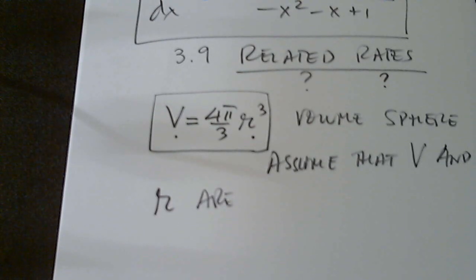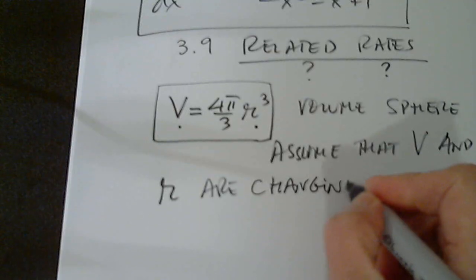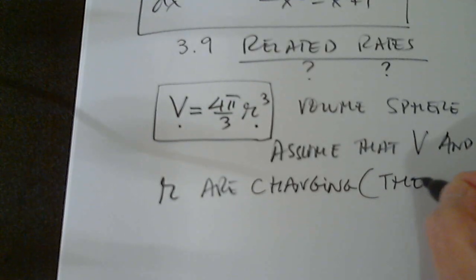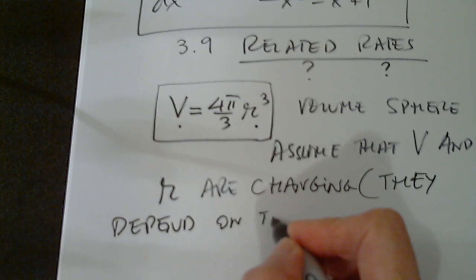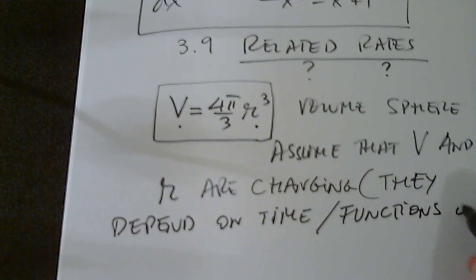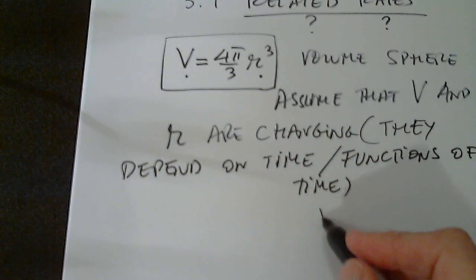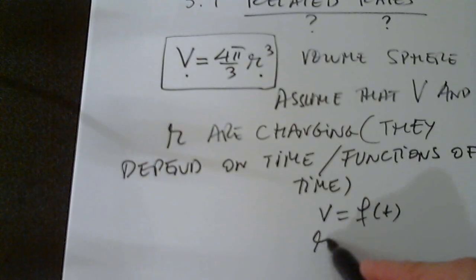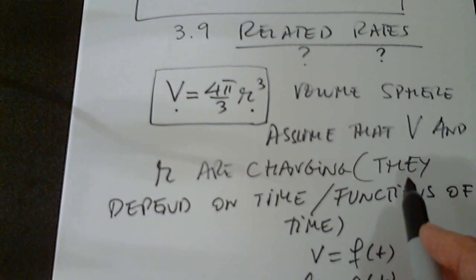So assuming that V and R are changing, in other words, they depend on time or are functions of time. V is a function of time and R is a different function of time. So assume that these are changing.